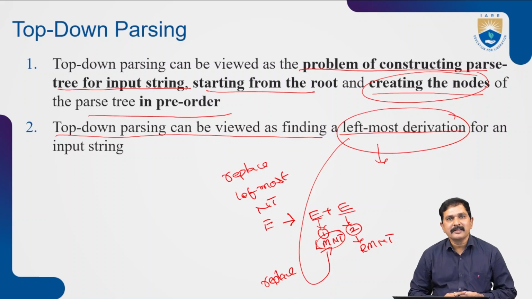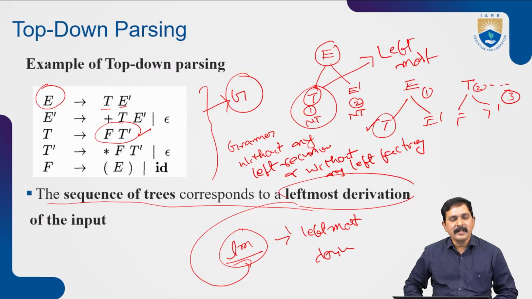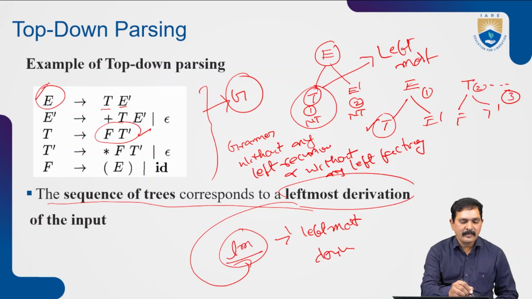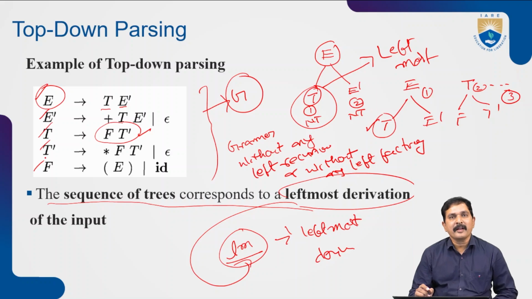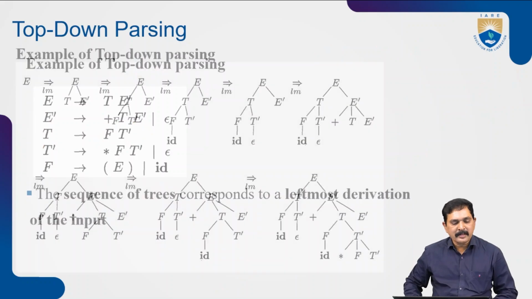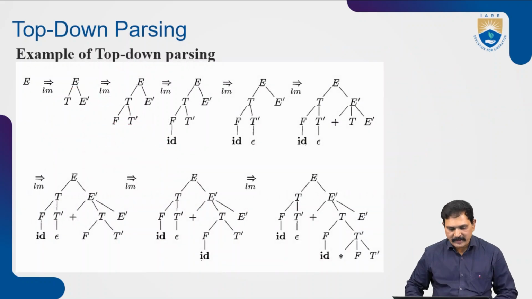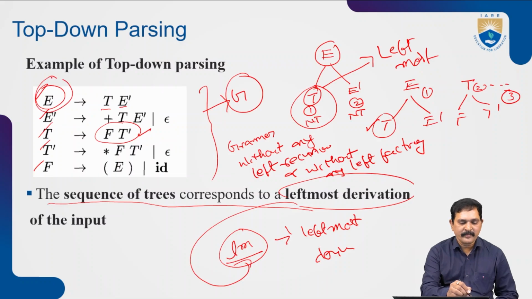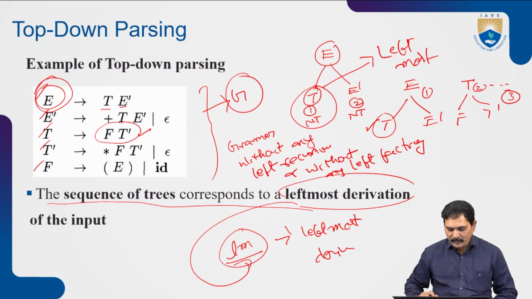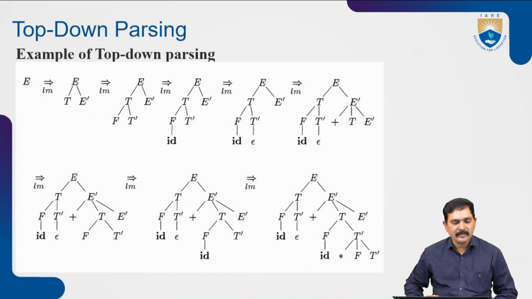The second point in this slide: top-down parsing can be viewed as finding a leftmost derivation for an input string. Regarding this, we have a grammar with many non-terminals. You should try to construct some kind of parse tree. In the case of a parse tree, we start with the starting variable, which we assume to be the root node.